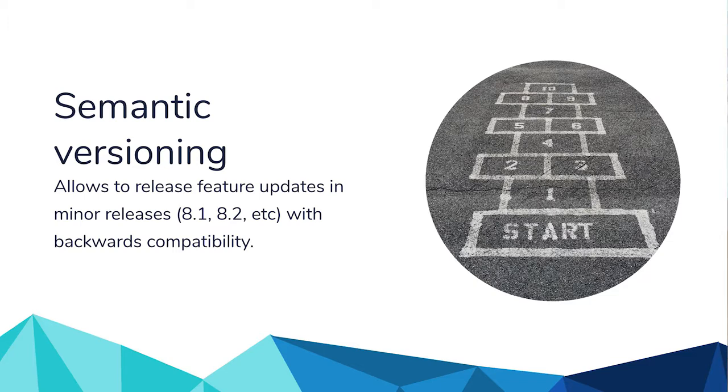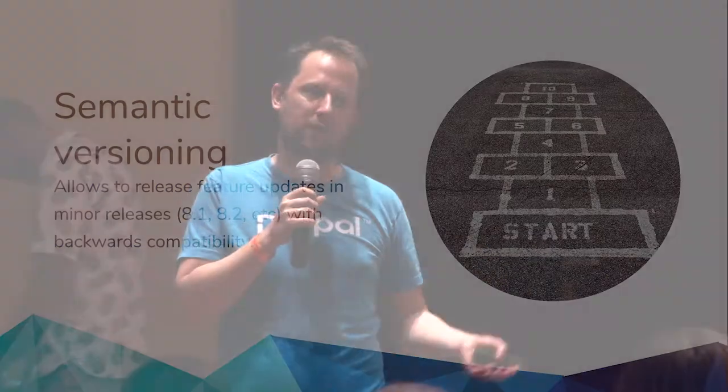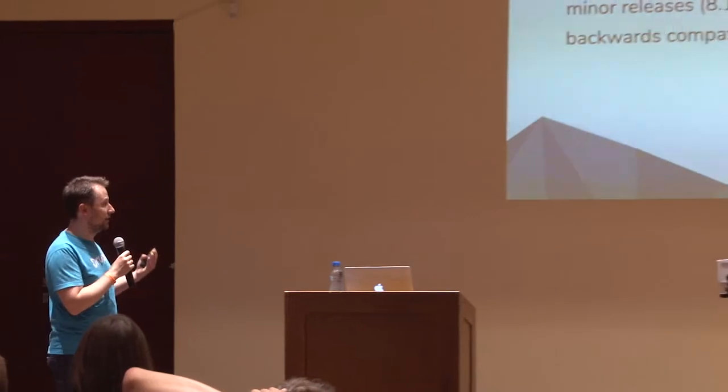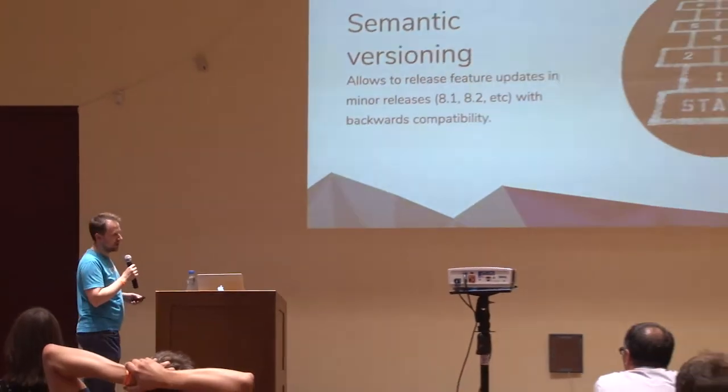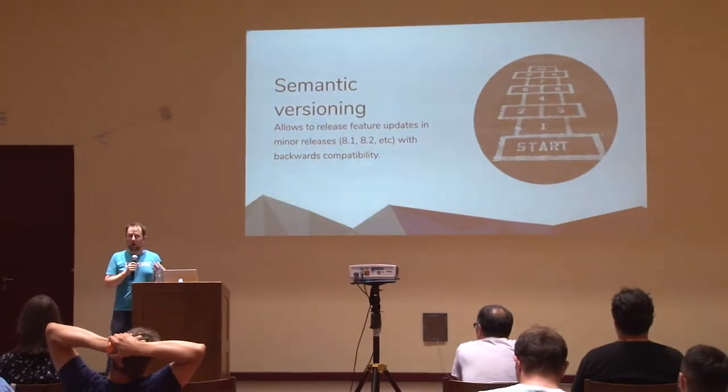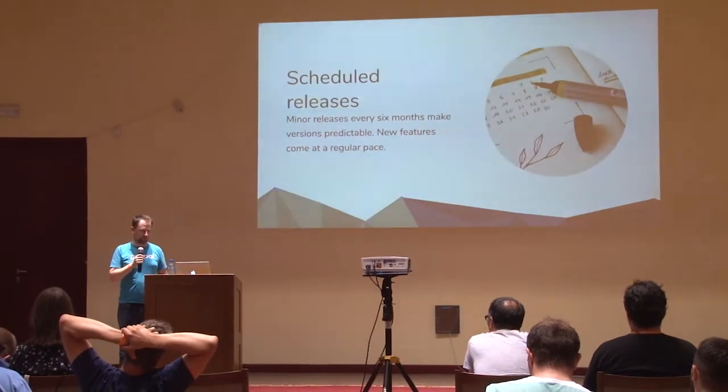in what's called minor releases, incrementing the second number, 8.1, 8.2, etc., and release new features in a backwards compatible way that still works with 8. We have not done this entirely perfectly in the past, but we've been improving at keeping backwards compatibility in more and more releases. So we've introduced this so we can release new features much more often than major releases.